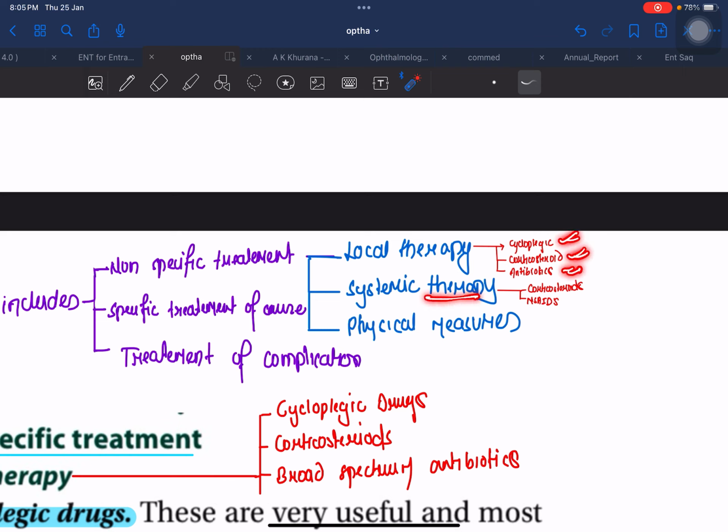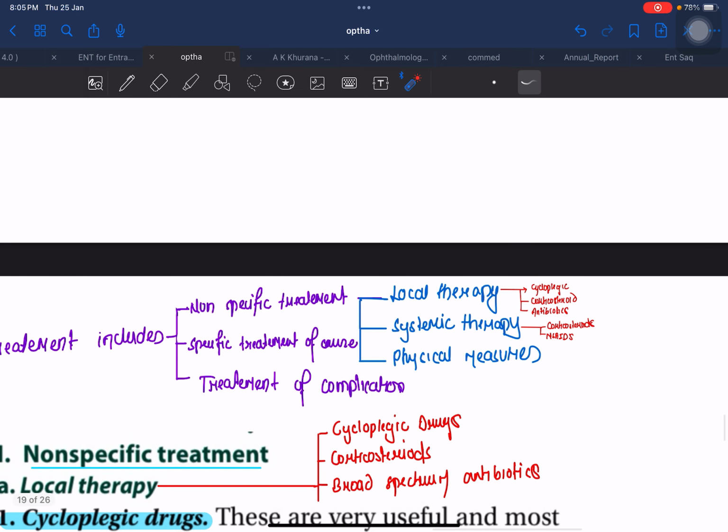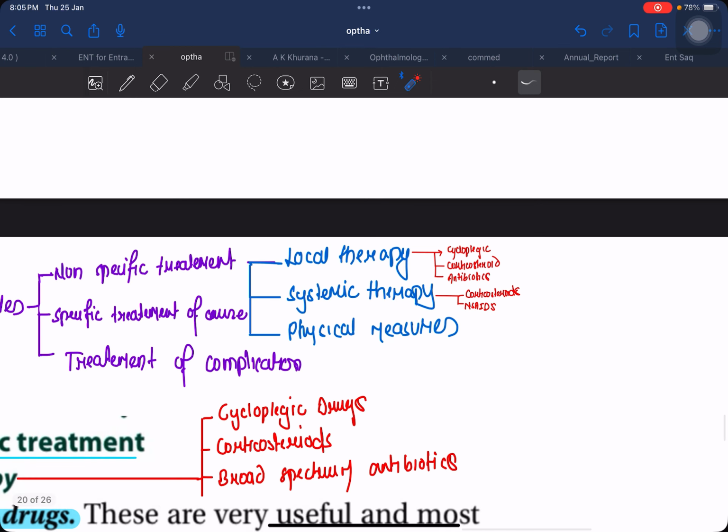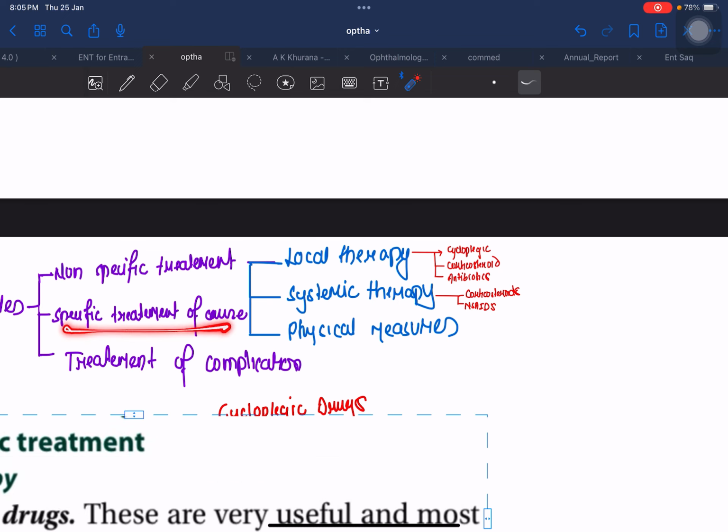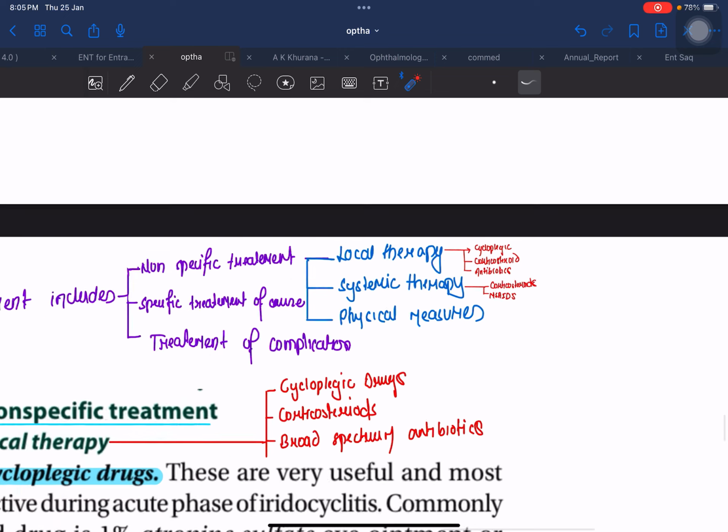In systemic therapy, we provide corticosteroid and NSAIDs. So we're talking about what? Non-specific treatment, right? In local therapy, we provide what? Cycloplegic, corticosteroid, and antibiotics. Similarly, in systemic therapy, we provide corticosteroid and NSAID. And we also give what? Physical measures, right? Now talking about specific treatment of cause and treatment of complication, it will come sooner.